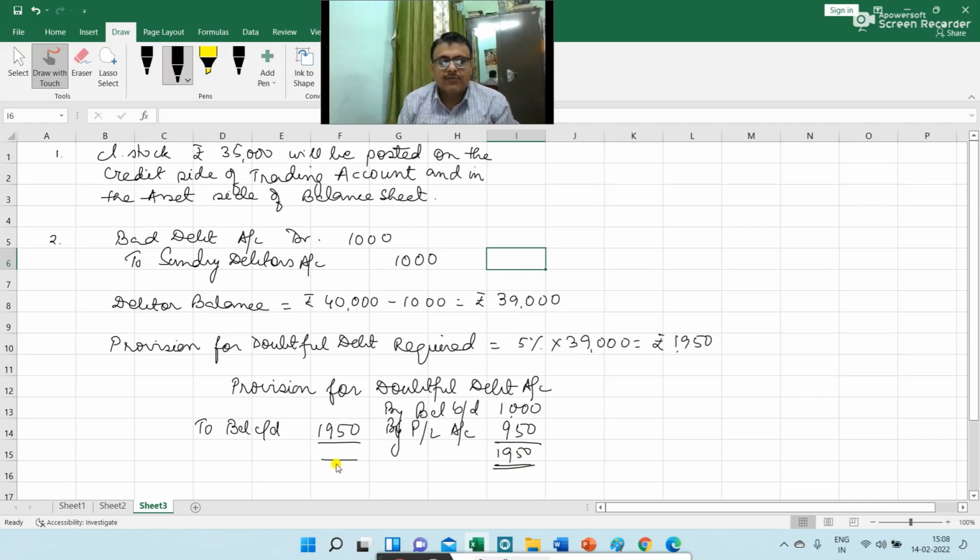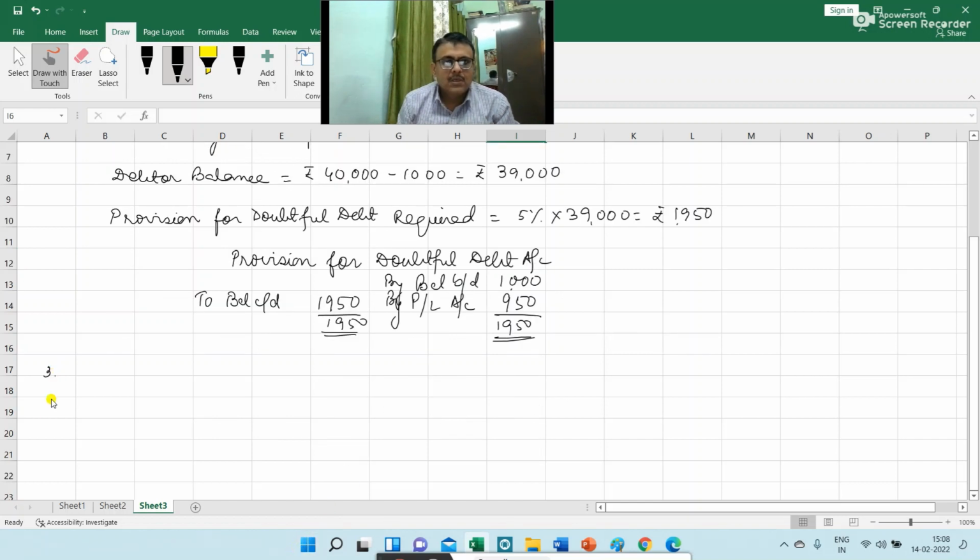So your journal entry will be profit and loss account debit to provision for doubtful debt rupees 950. The third adjustment is goods costing rupees 5000 have been distributed as free sample. Your adjustment entry is advertisement account debit to purchase account 5000. So we are going to reduce 5000 from purchase, and this amount of 5000 will be shown in the profit and loss account as advertisement expense.